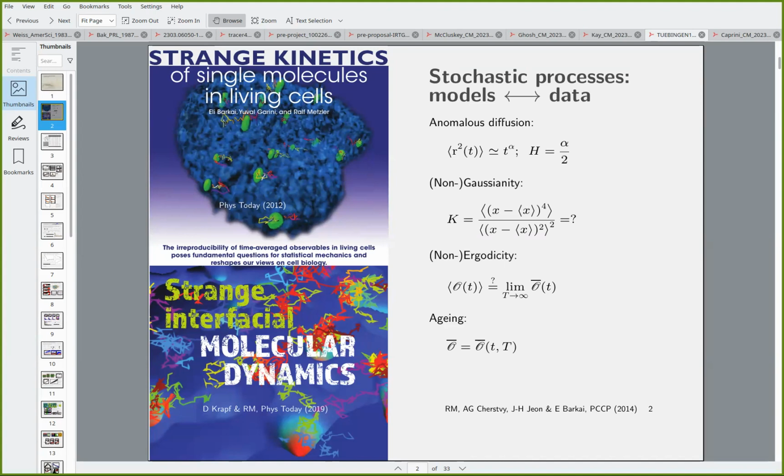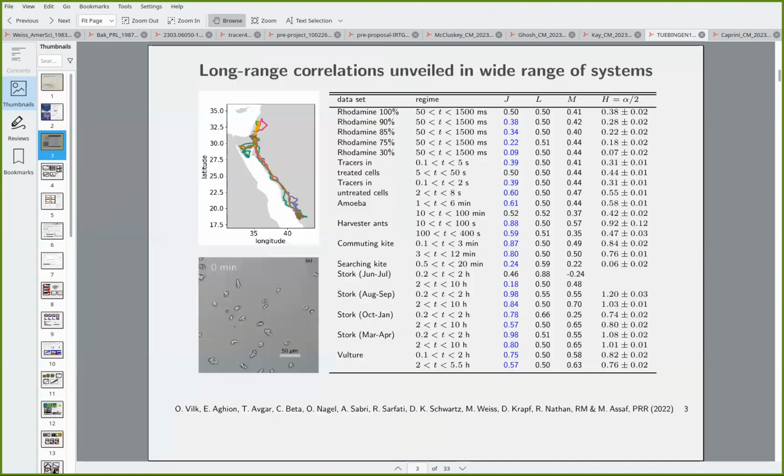Then we look at effects like non-Gaussianity, for instance, where the kurtosis differs from the Gaussian value. We look at whether processes are ergodic or not, in a very simple practical definition: whether a long time average of some statistical observable converges to the ensemble average or not. Or we consider processes that are aging, where the result, when you evaluate your data, depends explicitly on the measurement time. These are two Physics Today articles you can check, with relatively simple descriptions of this.